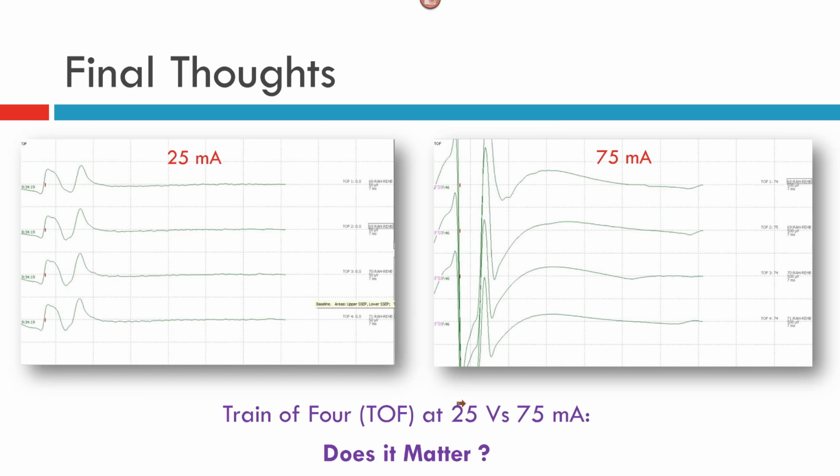So again, comparing the two pictures, one patient has 25 milliamperes on the left side, the other patient has 75 milliamperes. If you're comparing those two, are these both train of 4? Does it matter to do train of 4 at 25 versus 75 or not?